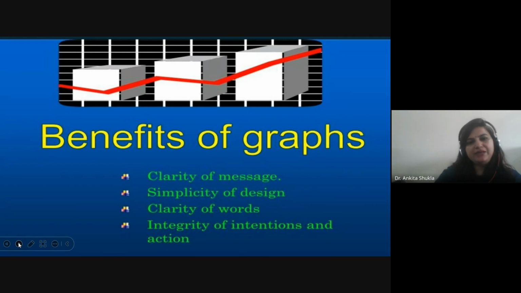So there are some benefits of graphs: clarity of message, simplicity of design, clarity of words, integrity of intentions and action. Students are helped through these graphs so that they can explain their messages and what they want, and construct meaning based on prior knowledge and experience. Experience enables individuals to build mental models or schemes. This knowledge is not out there, independent of the learner, something the learner passively receives. Rather, knowledge is created through an active process in which the learner transforms information, constructs hypotheses, and makes decisions using her mental models through graphs.